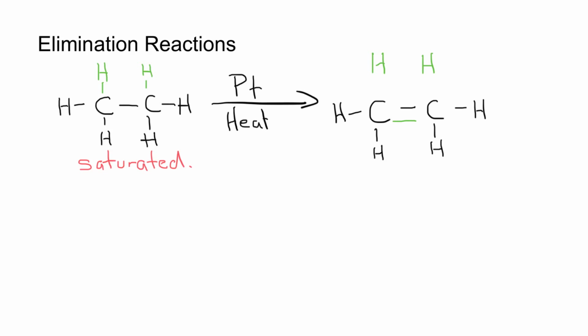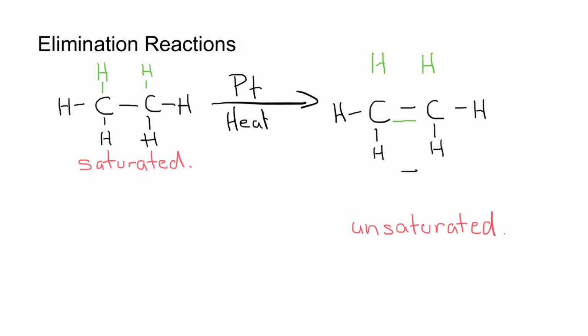You'll notice that the carbon atoms have each got 3 bonds, so we need to restore that to 4 bonds by making a double bond. Now, if you look very carefully, you'll notice that our product is unsaturated. That means that it's still got space for more hydrogens because we've just taken some off. So unsaturated means that it is not completely filled up with hydrogen.